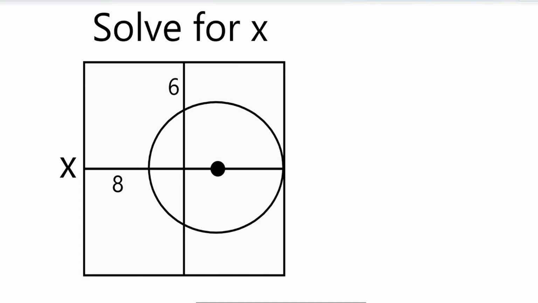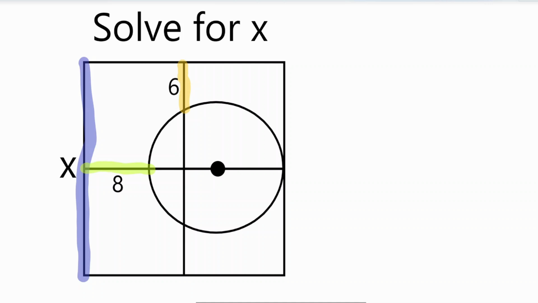So today our problem is solving for x, and x in this case is this side length here. Alright, so we want to be solving for x. So we have a square here, and inside the square is a circle, and then there's two different side length values given to us. This value here is 6, and this is 8.